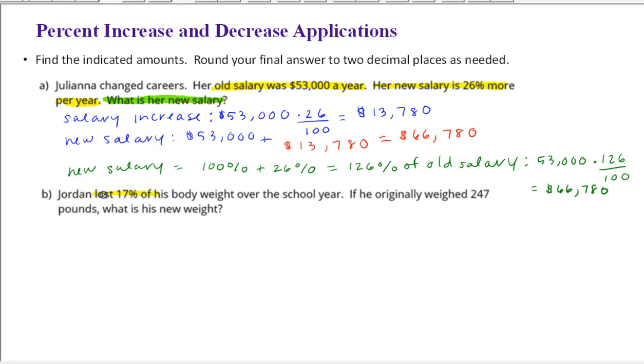Jordan lost 17% of his body weight over the school year. If he originally weighed 247 pounds, so that's all given information, here comes the question, which is our goal. What is his new weight? Okay, so notice it didn't ask us how much weight did he lose, so we don't even need to find that value unless we want to. We want to find his new weight.